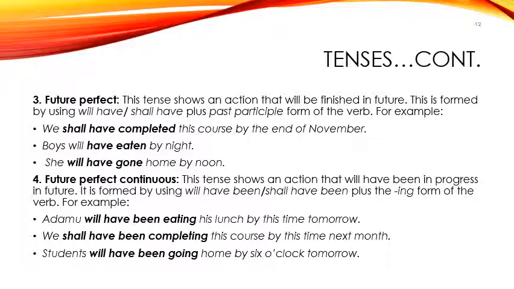Take for instance the examples given on the screen. We shall have completed this work by the end of November. Can we see? An action will be completed in the future. Boys will have eaten by night. Can we see? Will have eaten by night. And lastly we have, she will have gone home by noon.